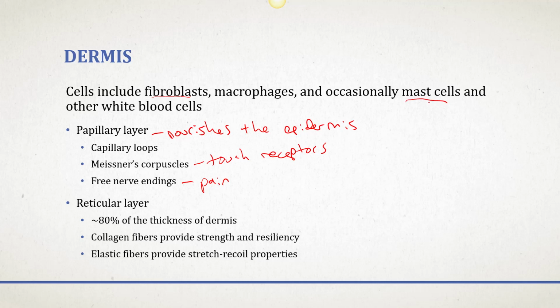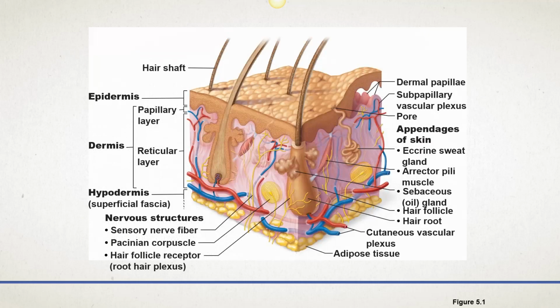Mast cells can cause allergic skin reactions like hives. So if you have a contact allergy where you touch something like latex and you break out in hives all over your body, that's caused by mast cells. And then other white blood cells may occasionally make their way there depending on if there's something going on with some type of infection. So here we go. The papillary layer again has those capillary loops, and then the reticular layer has a majority of the accessory organs of the skin.